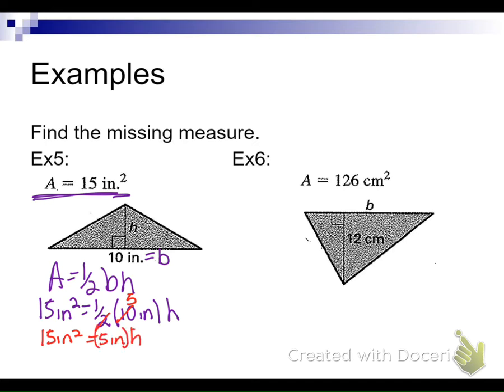Some of you might be able to see at this point what multiplies by 5 to get you h, but we're going to do the math anyway. We're going to divide each side by 5 inches. When you look at this, you have 1 inch on the bottom, 2 inches in the top, so we're going to cancel.